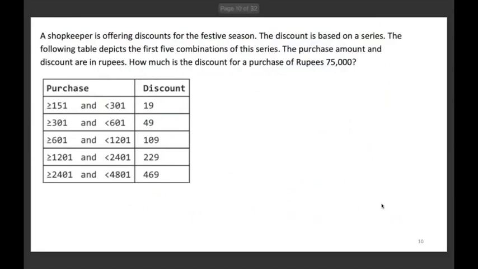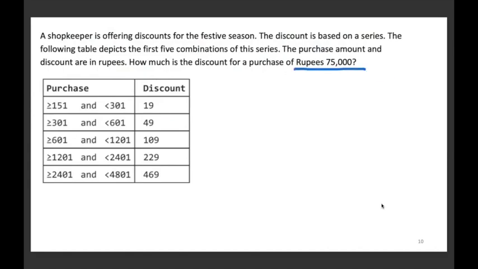A shopkeeper is offering a discount for the festive season. The discount is based on a series. The following table depicts the 5 combinations of the series. The purchase amount and discount are in rupees. How much is the discount for a purchase of 75,000 rupees?